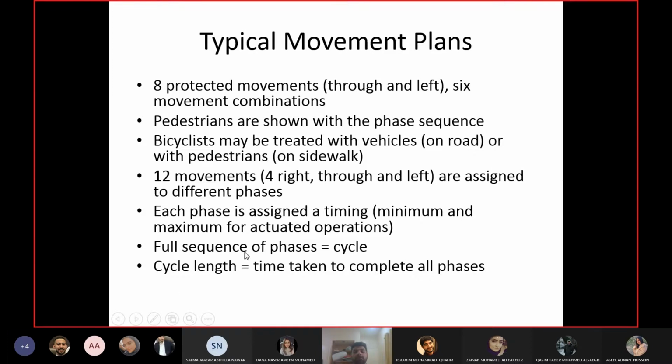The full sequence of phases is known as a cycle. When the signal completes all its phases, it's a cycle, and the cycle length is the time taken to complete all the phases. So you have a cycle, which is the process of completing all the phases, and the cycle length, which is the time to complete this process.